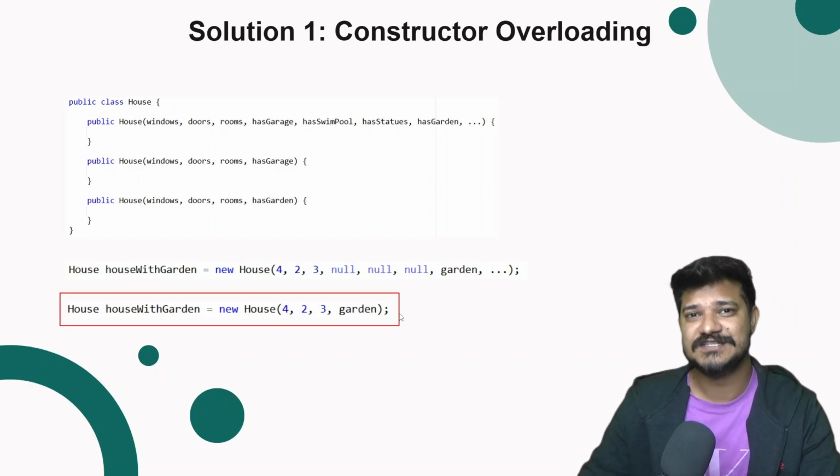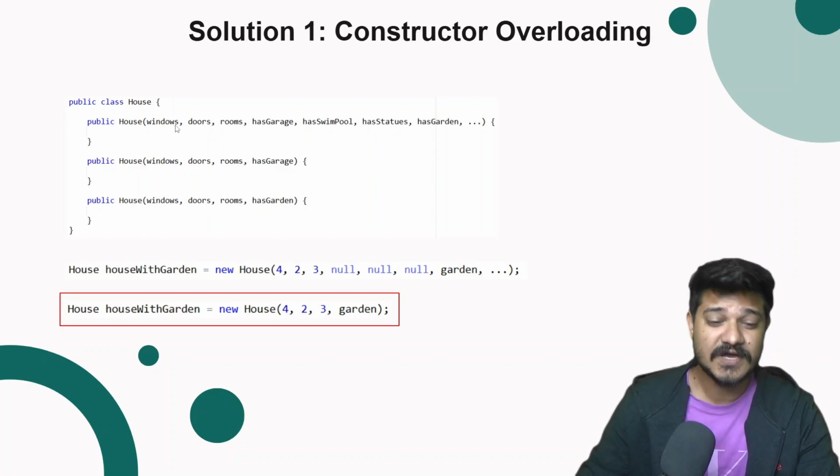Now, the problem with this approach is, if you have a lot of fields, there will be a lot of combinations.